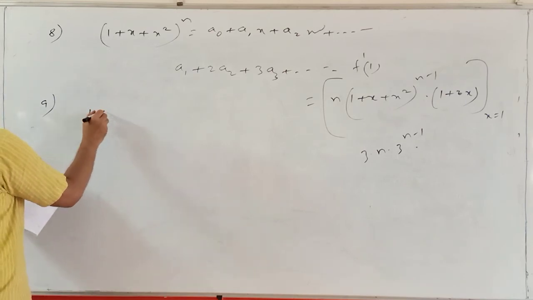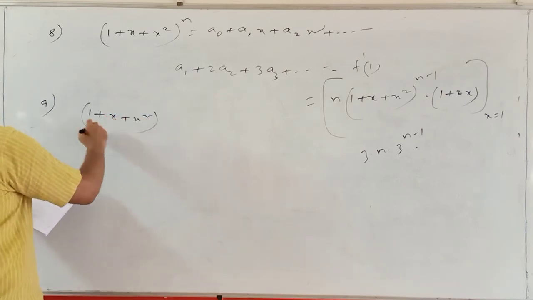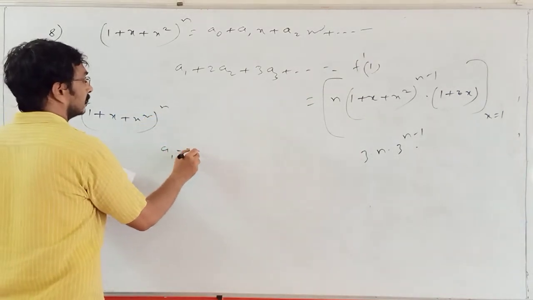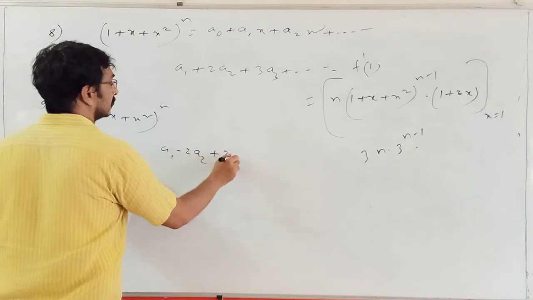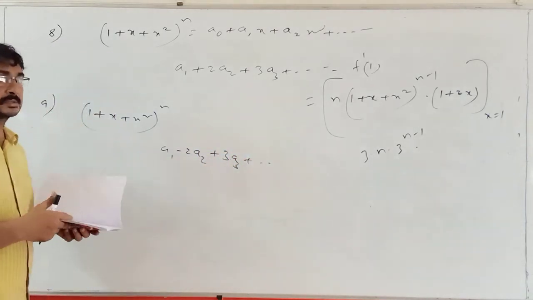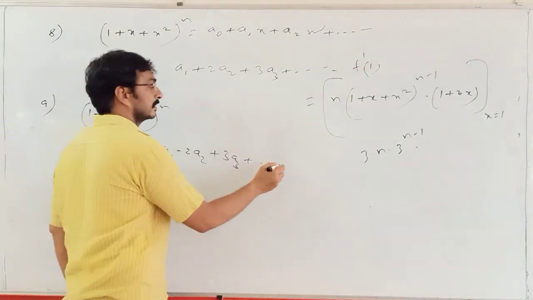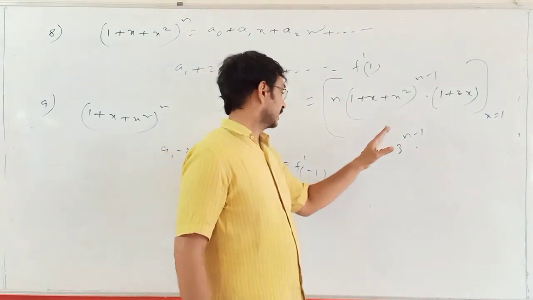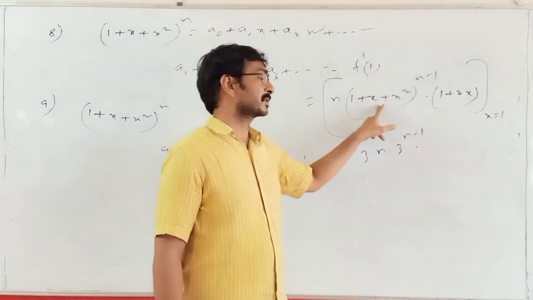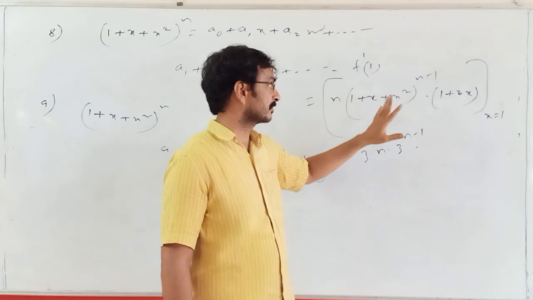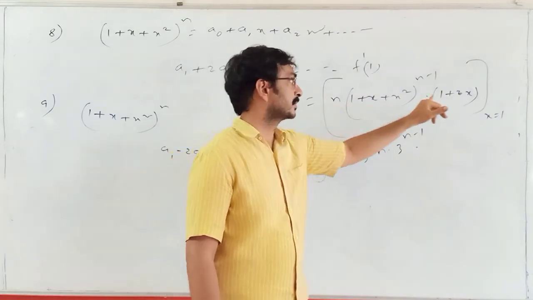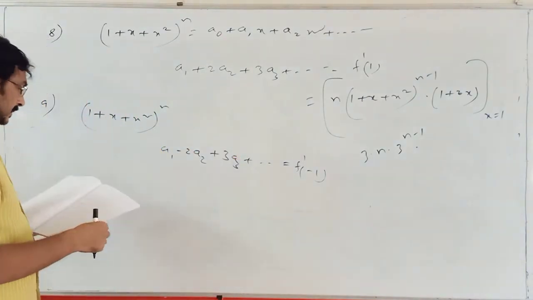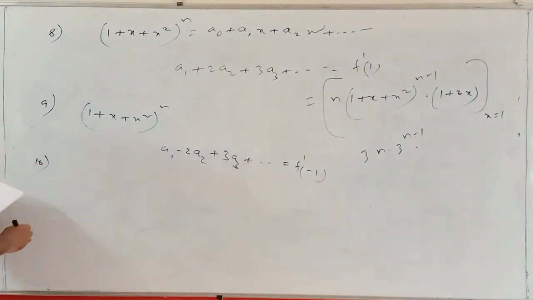In the expansion of (1 plus x square) whole power n, required is a1 minus 2a2 plus 3a3 and so on. Similarly, formula for this f dash of minus 1. Same. Put x equal to minus 1 in this one. 1 minus 1, 0 plus 1, whole power n minus 1, 1. So final answer n into minus 1 is minus n answer. Next. 10th one.